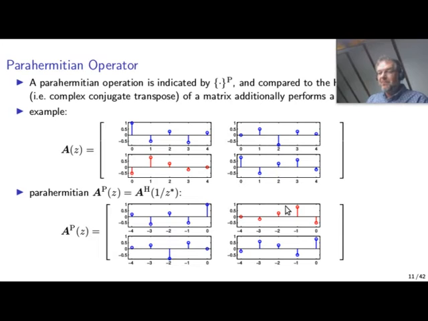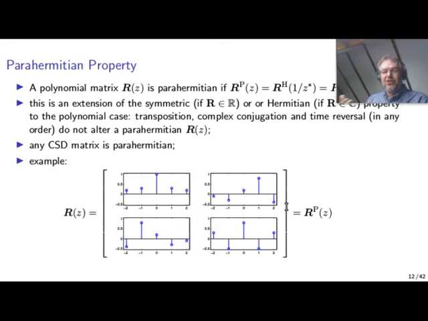This is important because our space-time covariance matrix now fulfills something called a Parahermitian property. A Parahermitian matrix is a polynomial matrix that has this internal symmetry. On the main diagonal, we have essentially symmetric components, and in the off diagonals, the matrix here is identical to its Hermitian transposed and time reversed version.